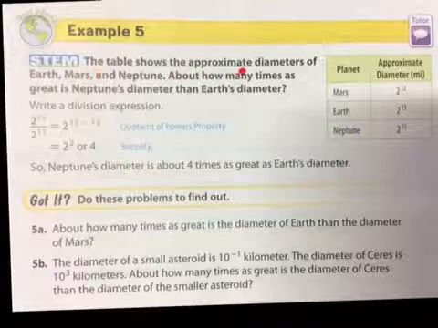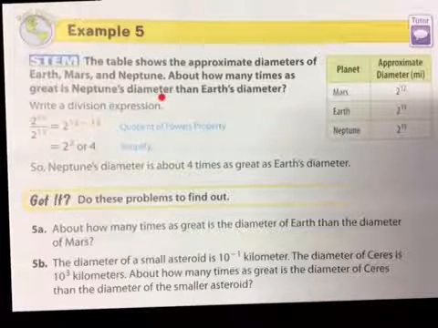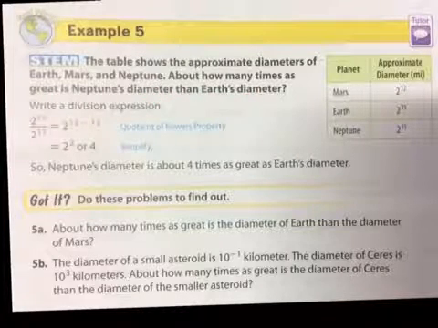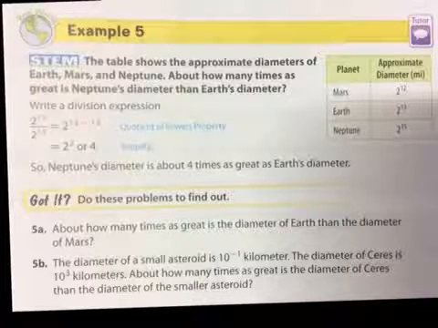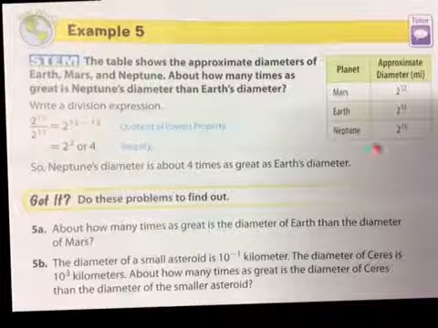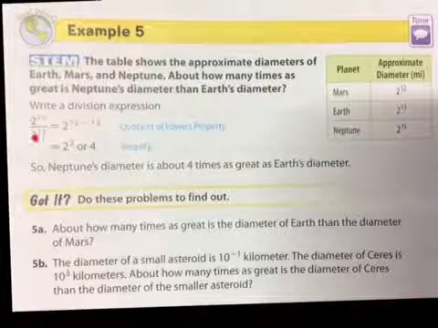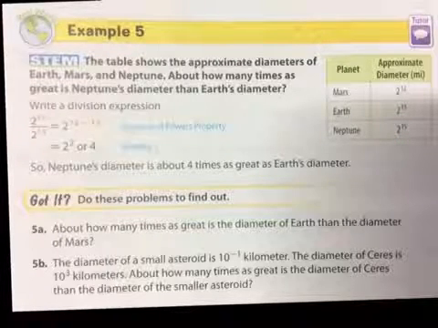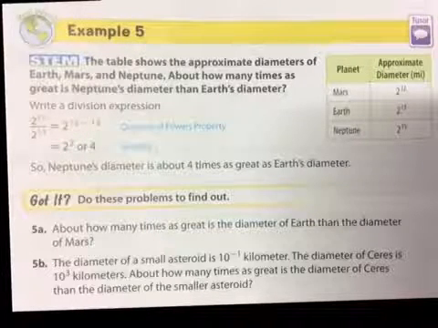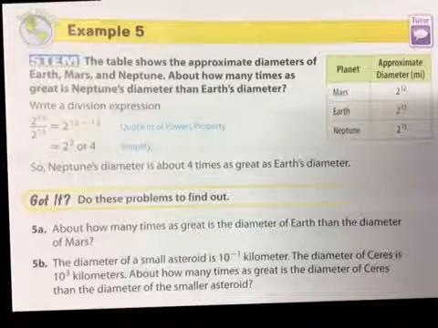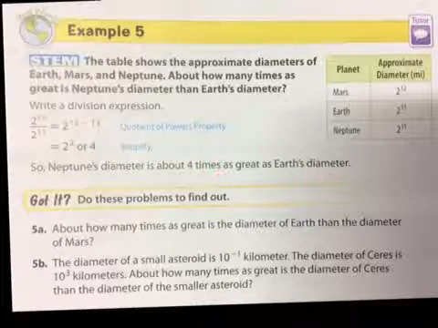The table shows the approximate diameters of Earth, Mars, and Neptune. About how many times as great is Neptune's diameter than Earth's diameter? Okay, so we're looking for how many times greater is Neptune than Earth. Well, we see that we have 2 extra powers, right? So we want to divide the larger amount by the smaller amount so that we can figure out how much bigger Neptune is. We're dividing 2 to the power of 15 divided by 2 to the power of 13. We subtract the exponents and we get 2 to the power of 2, or simplified is 4 times larger. Therefore, Neptune's diameter is about 4 times as great as Earth's diameter.